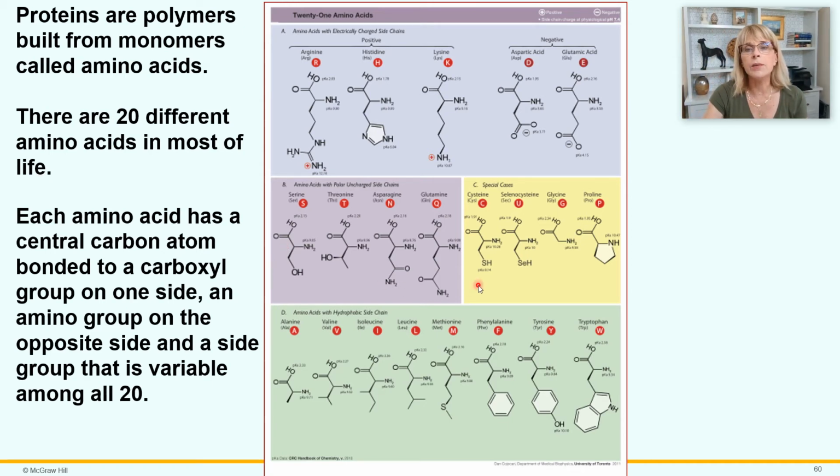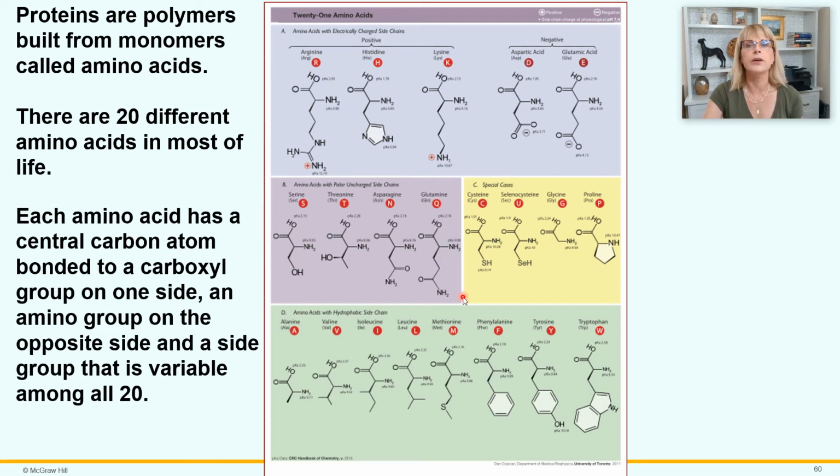Now, there's one amino acid, this one here, that's found in some archaea, and we're not going to talk about it. Okay? But pretty much 20 different amino acids, no matter what form of life you are on planet Earth, at least. Now, in a laboratory, a scientist can make a lot more amino acids than this, but in real life, only these 20.